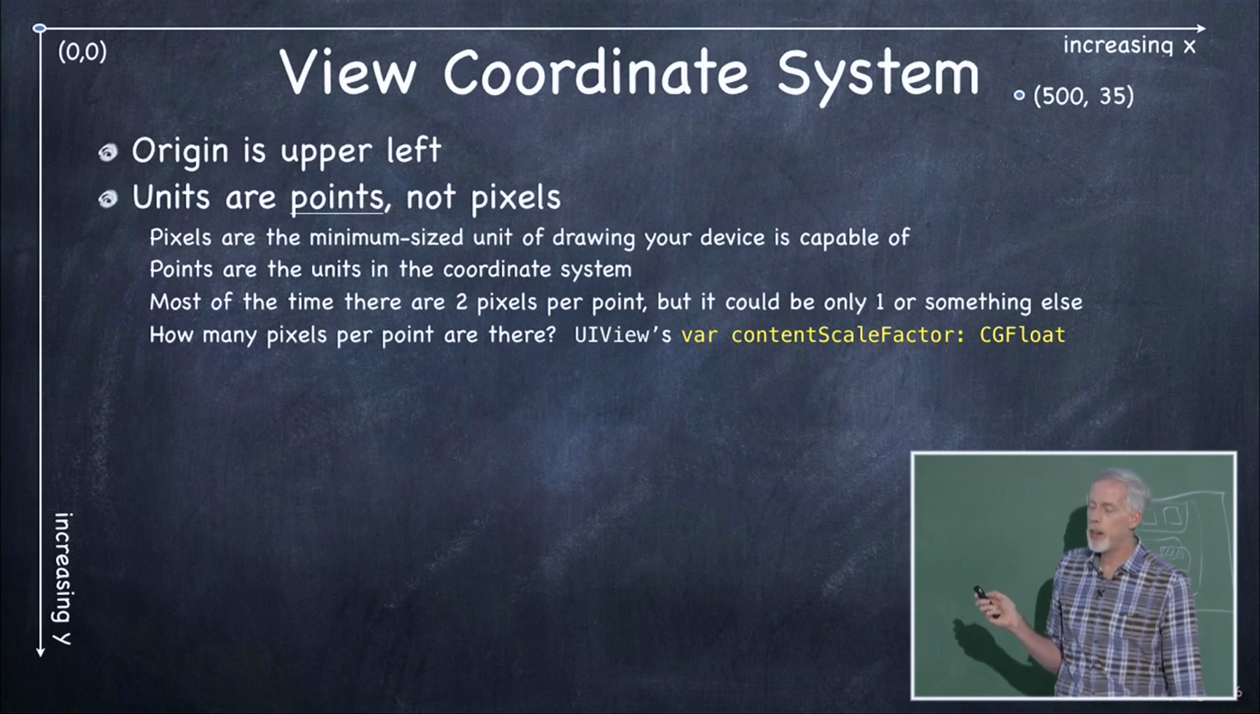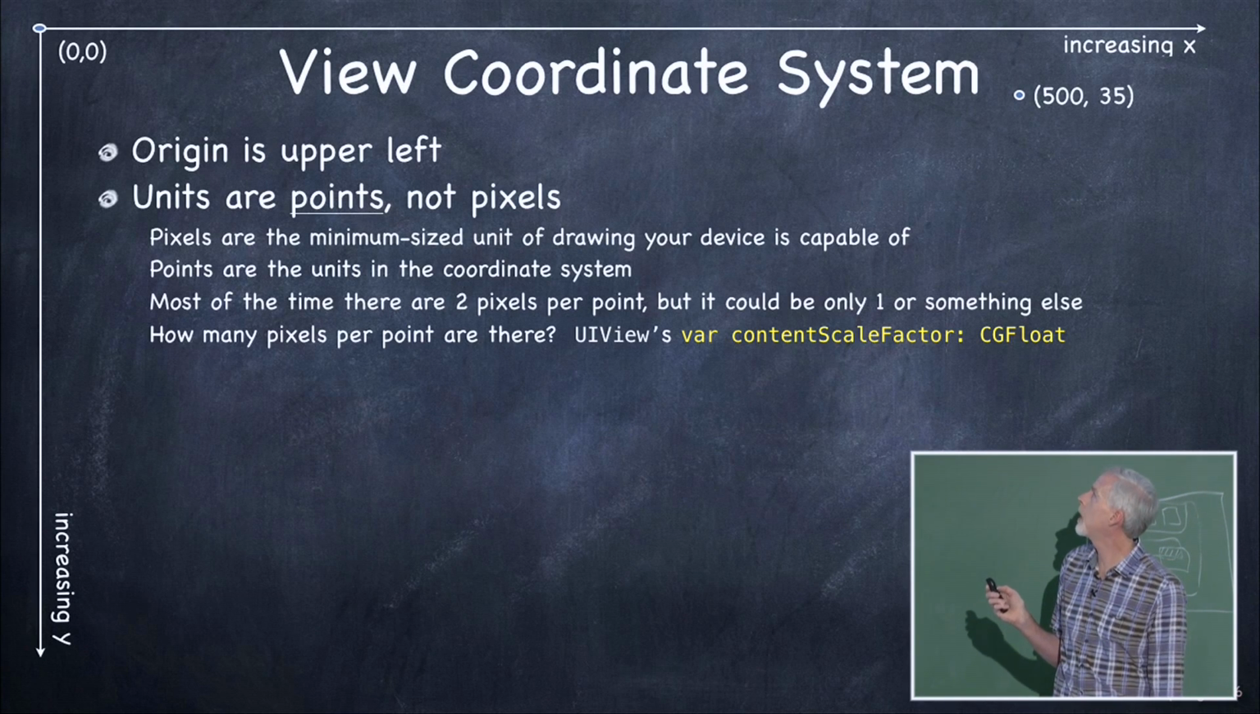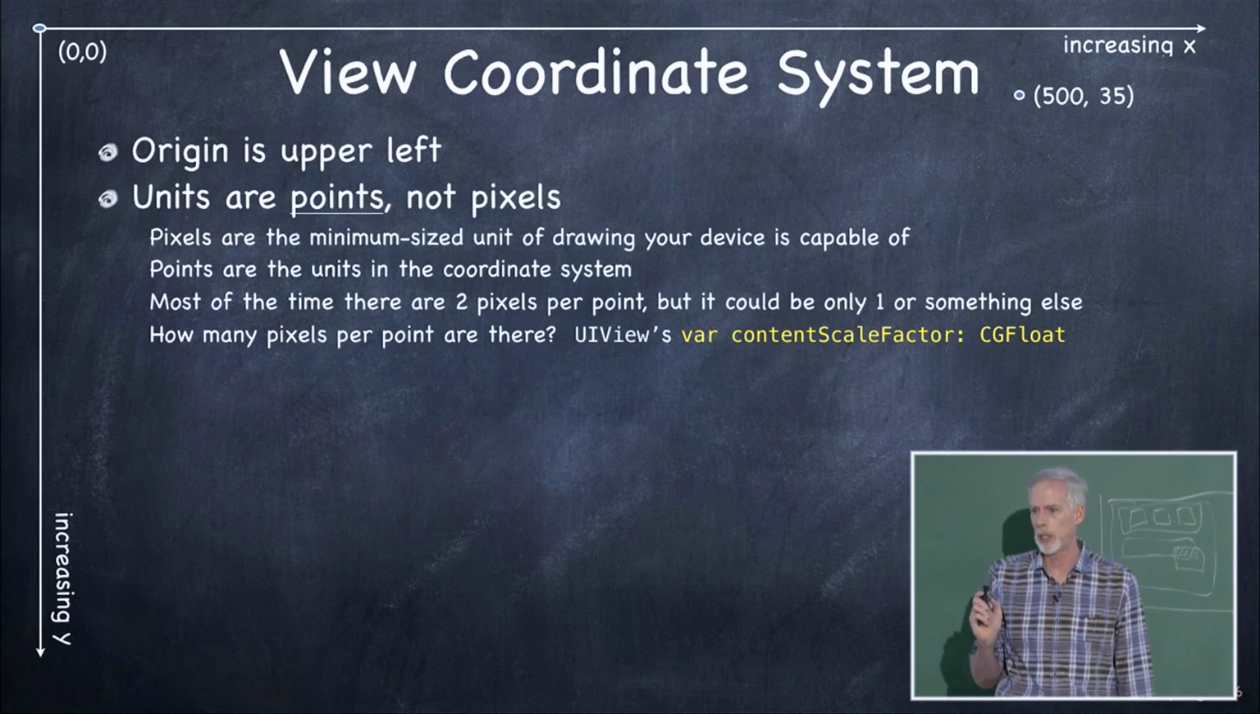But if you do care, and actually in assignment 3, you are going to care, so pay attention. If you do care, you can find out by asking a UIView, what is your contentScaleFactor? That's basically how many pixels per point.